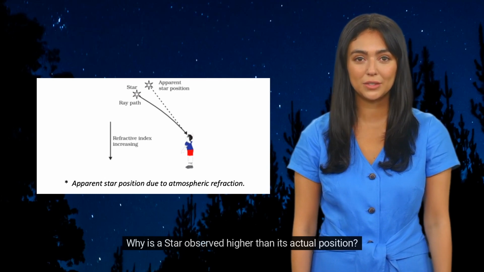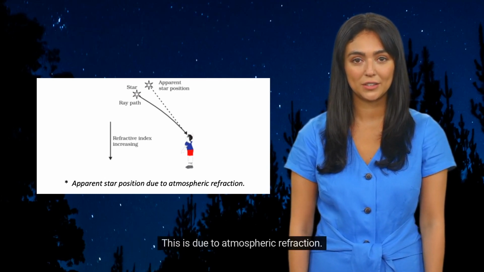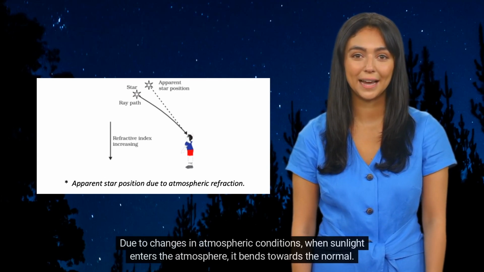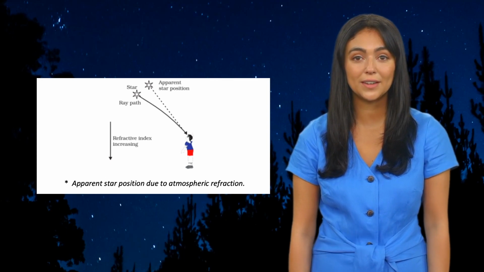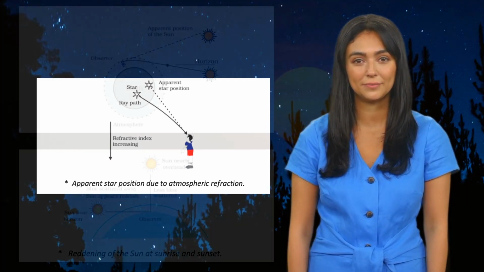Why is a star observed higher than its actual position? This is due to atmospheric refraction. Due to changes in atmospheric conditions, when starlight enters the atmosphere, it bends towards the normal. Hence, the apparent position of the star is slightly higher than its actual position.